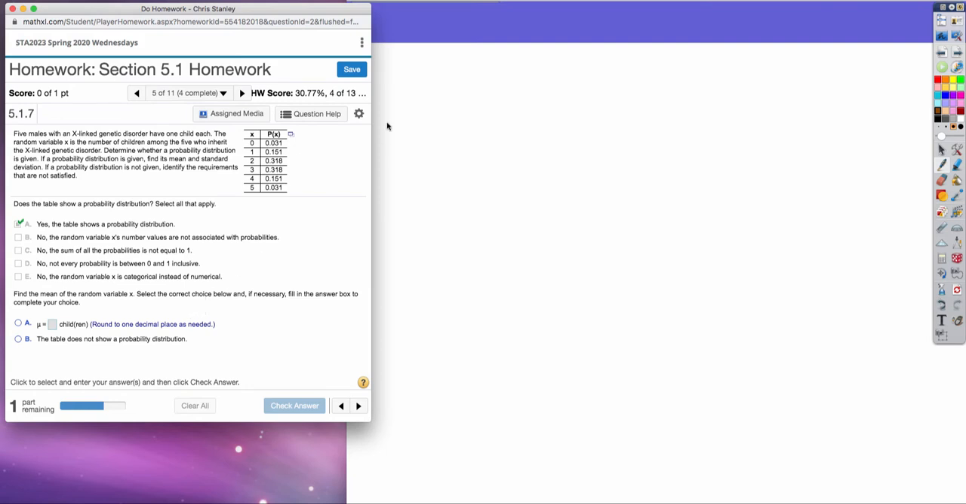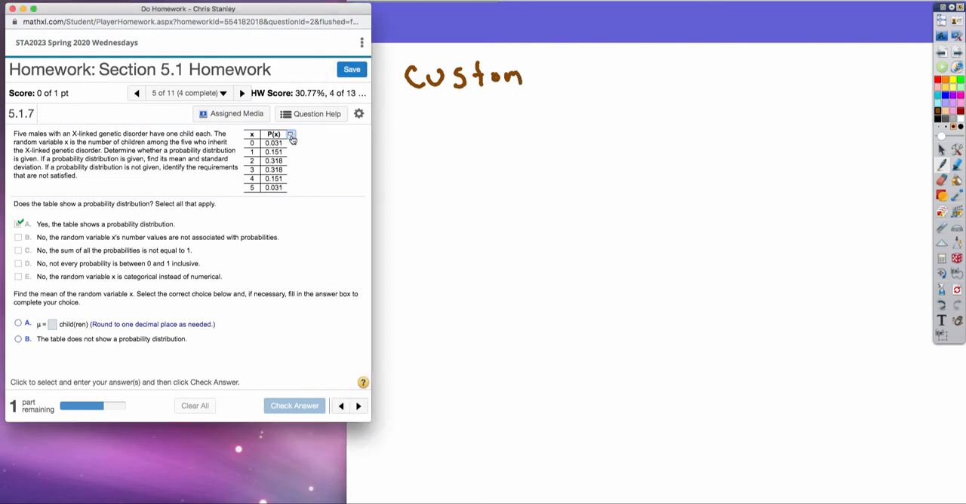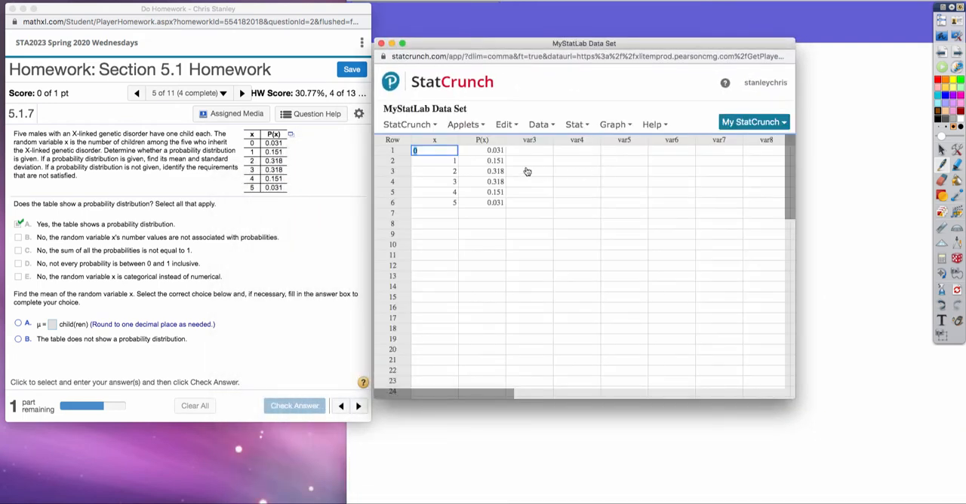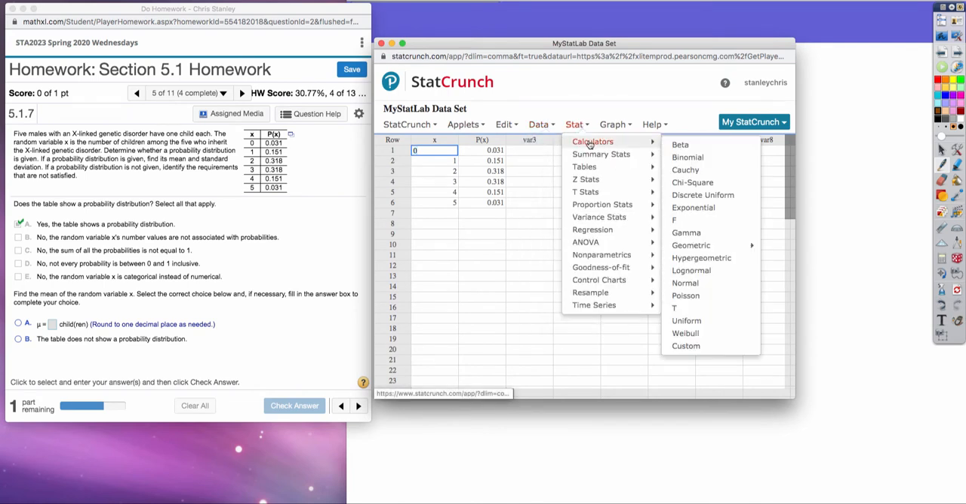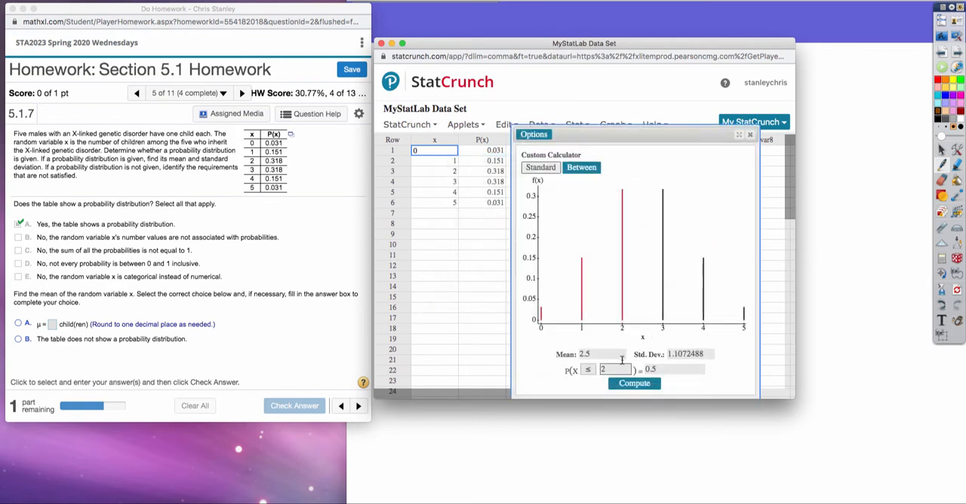Okay, so to find the mean of a discrete random variable probability table, we want to go to the custom calculator. So we need to open this up in the custom calculator. So we go to Stat, Calculators, and down to Custom. Now the values are these x values. So we want to tell that. And the weights are the probabilities. And compute. So 2.5.